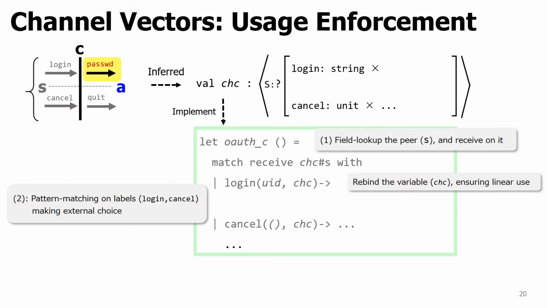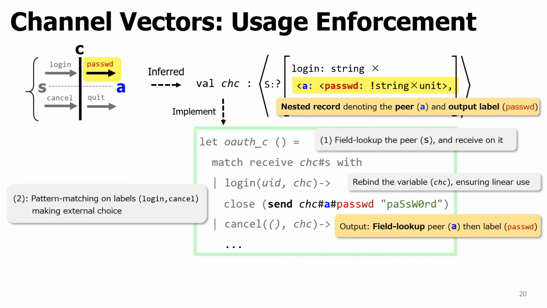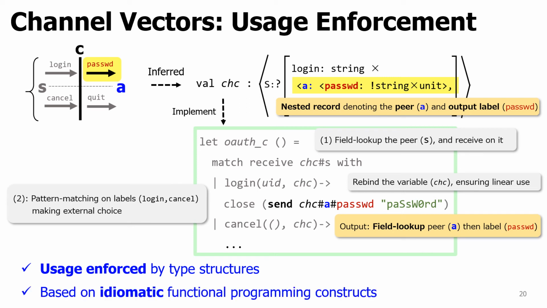The next client action is sending a password which corresponds to a sending record type. Sending is done using the send primitive and two consecutive field lookups, one for receiving role A and one for the label password. In this type-directed way, we enforce protocol conformance based on idiomatic functional programming constructs like pattern matching.